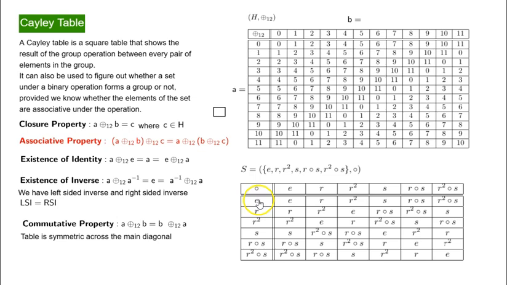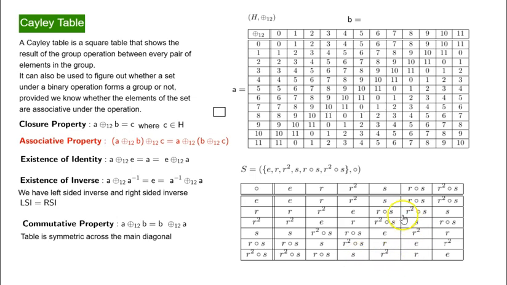Again, generally speaking, we keep the identity as the first column and the first row in the table. Now here, remember, E means what? Identity means what? Rotation by 0 degrees. Okay, so let's repeat this exercise again. We go through each of these cells and see whether any element is there in the table which is not there in this set. If there is, then it is not a group.